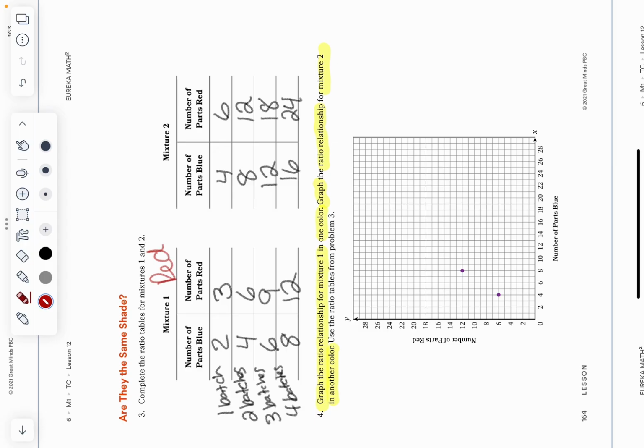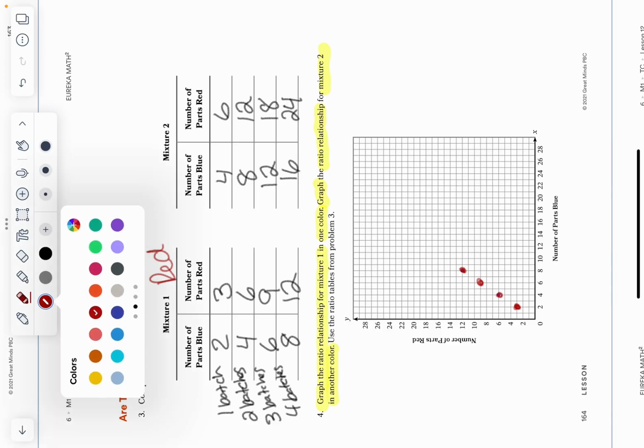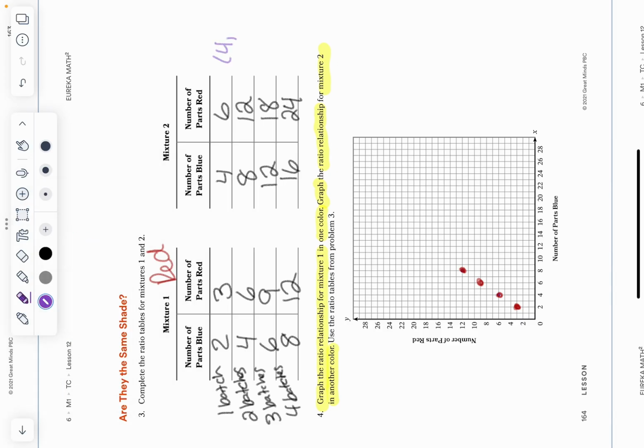So we'll do the red ones, 2 to 3. So here's 1 dot, and then 4 to 6, and then 6 to 9, and then 8 to 12. All right, and then if I change to purple, my first dot on there is going to be 4, 6. So I'm going to plot 4, 6. And then I'm going to plot 8, 12.